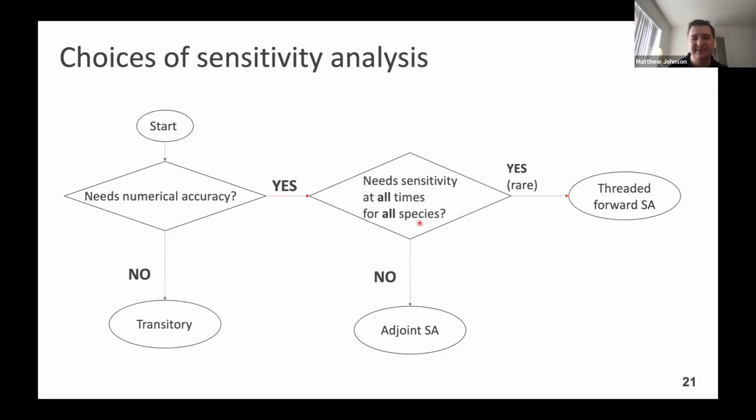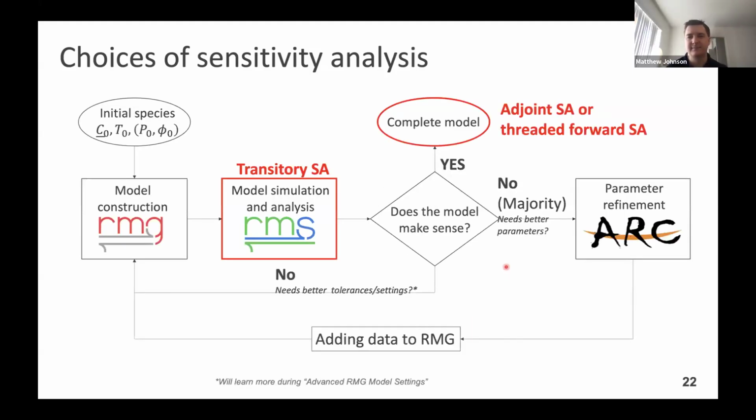If you don't need it at all times and for all species, usually you're going to want to use adjoint. If you do need everything, you should go to threaded. You should also go to threaded if you're doing something incredibly large, like thousands of species. Adjoint may have some trouble solving the backwards adjoint equation in some of those cases. So transitory is kind of the one to use in the loop usually, and then adjoint or threaded when you need the exact sensitivities.